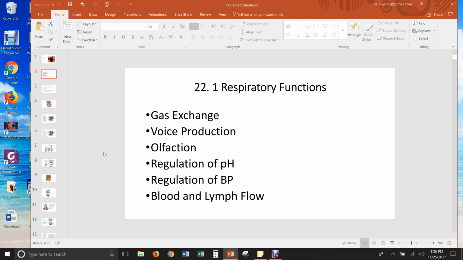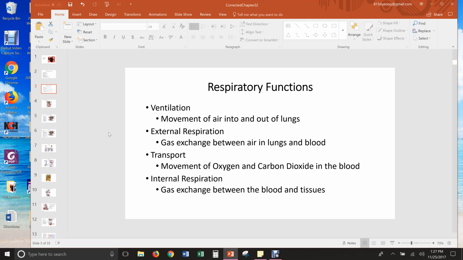of the system to eliminate carbon dioxide, the regulation of blood pressure because this system synthesizes angiotensin II, and we're going to see how this system helps with blood flow and the flow of our lymph, because breathing creates pressure gradients. We're going to find that in the functions, breathing is termed respiration.